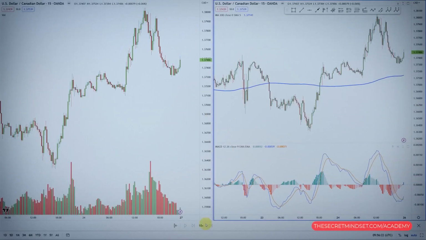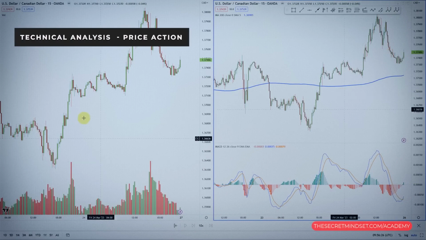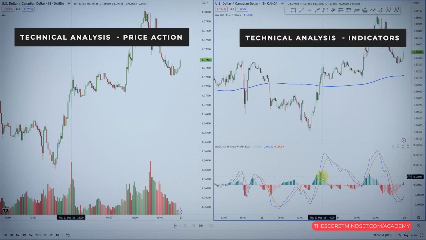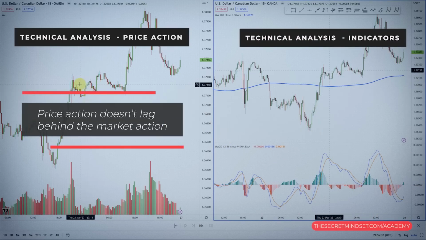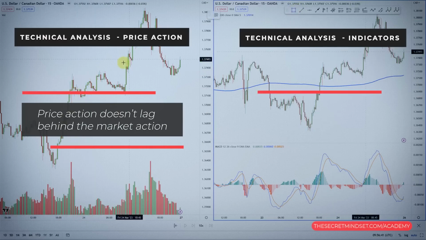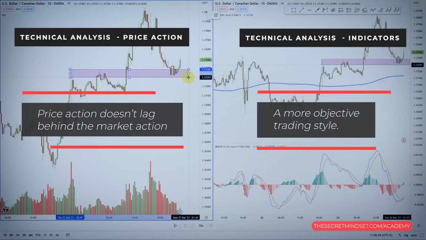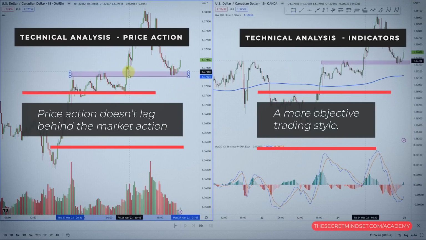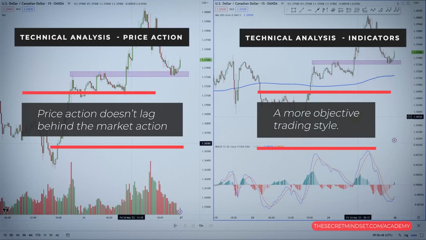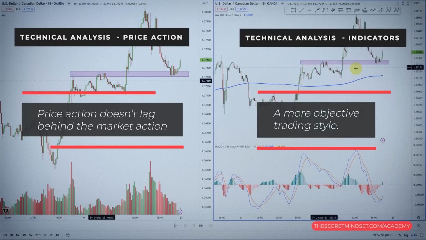There is often a huge argument underway between technicians who think price action is the best way of analyzing the markets and the traders who think using technical indicators is the best way to trade. Price action traders say price action is better because it doesn't lag behind the market action. Traders relying on indicators state that their method is simpler because it's a more objective trading style. So which one is better in technical analysis?